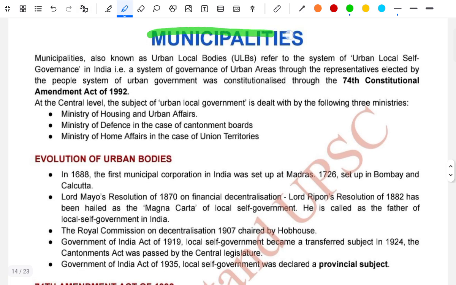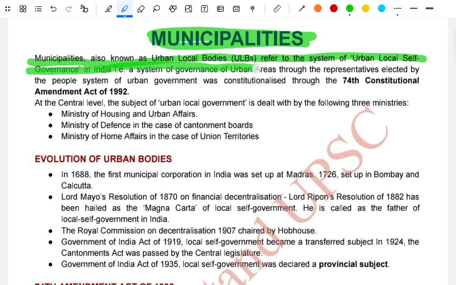The municipalities. The municipality is also known as the urban local body, and it refers to the system of urban local self-governance in India, the governance of urban areas through representatives elected by the people. The urban local government was constitutionalized through the 74th Constitutional Amendment Act of 1992.